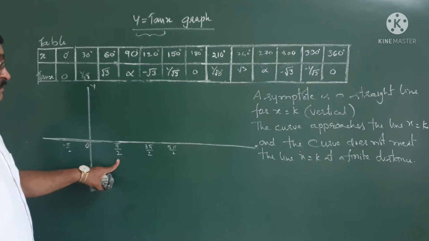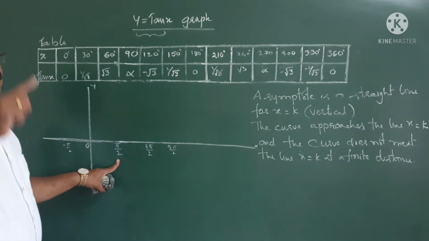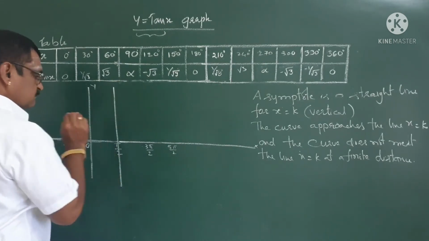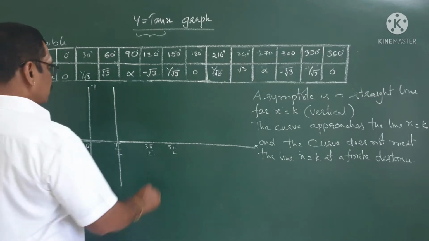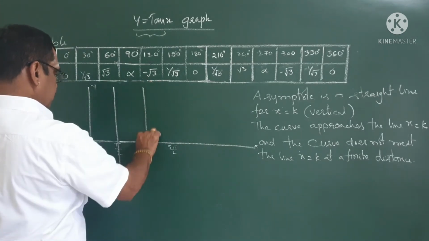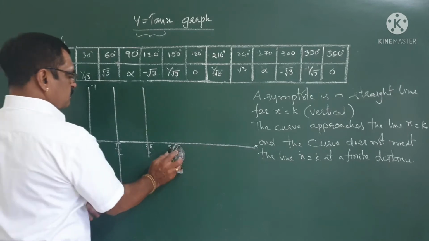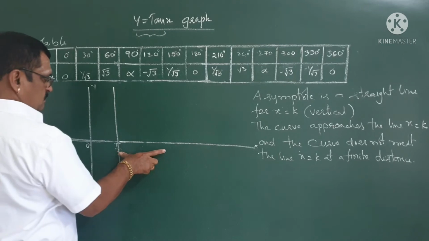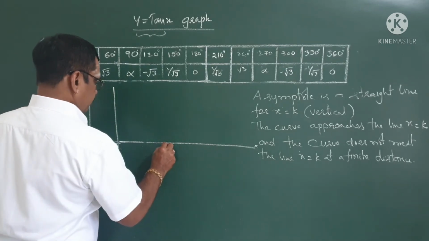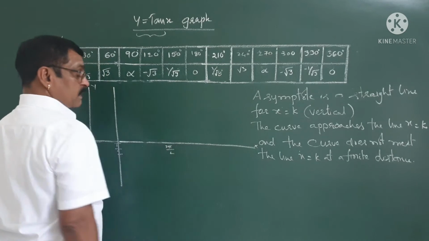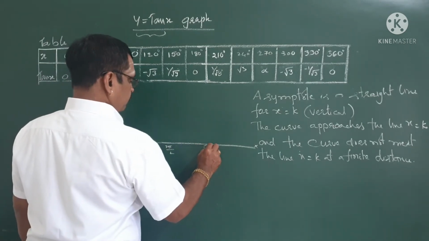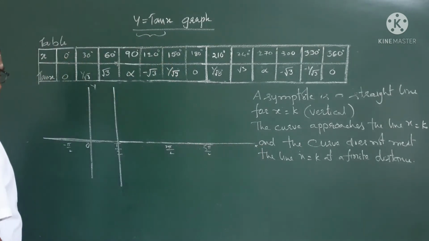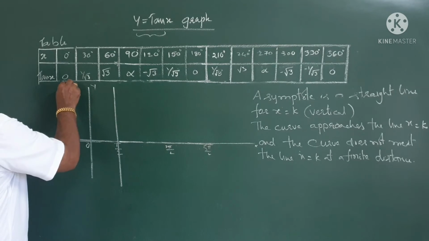X is equal to pi by 2 is a vertical line. X is equal to 3 pi by 2 is another vertical line. I'll give this some gap. Better, right? Because this much gap is there. 3 pi by 2 and 5 pi by 2. Okay, now x is equal to minus pi by 2 also is another one.